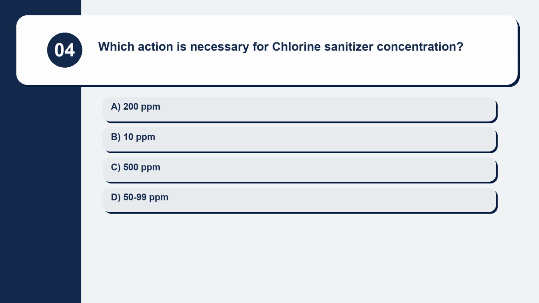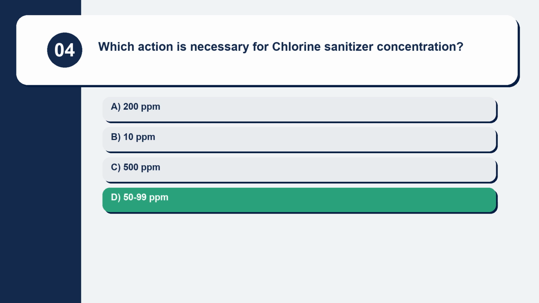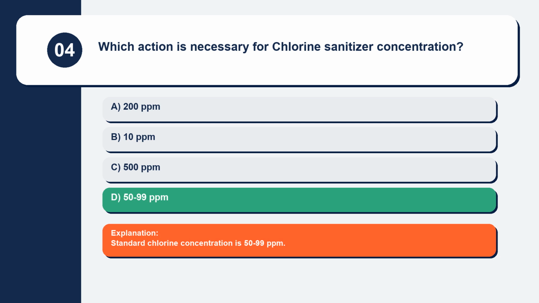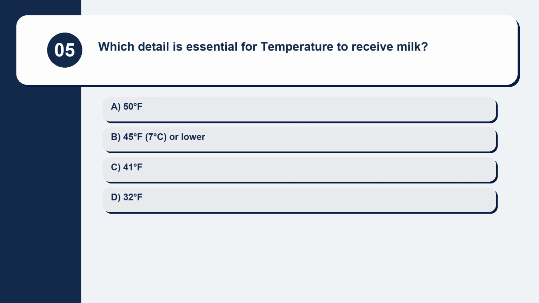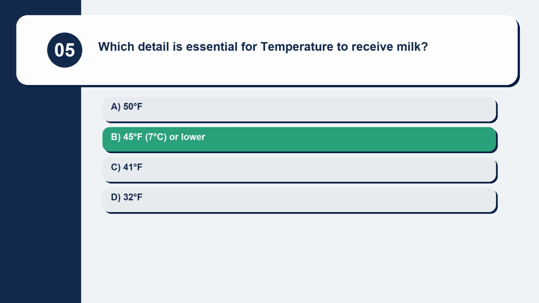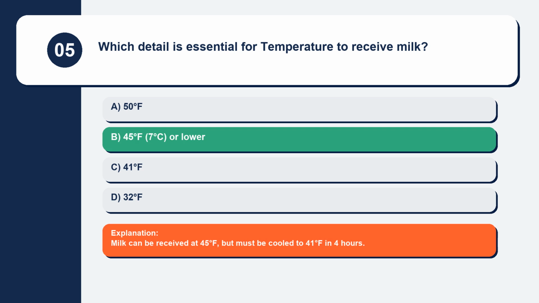Question 4. Which action is necessary for chlorine sanitizer concentration? 200 ppm, 10 ppm, 500 ppm, 50 to 99 ppm. Standard chlorine concentration is 50 to 99 ppm. Question 5. Which detail is essential for temperature to receive milk? 50 degrees Fahrenheit, 45 degrees Fahrenheit, 7 degrees Celsius or lower, 41 degrees Fahrenheit, 32 degrees Fahrenheit. Milk can be received at 45 degrees Fahrenheit, but must be cooled to 41 degrees Fahrenheit in 4 hours.